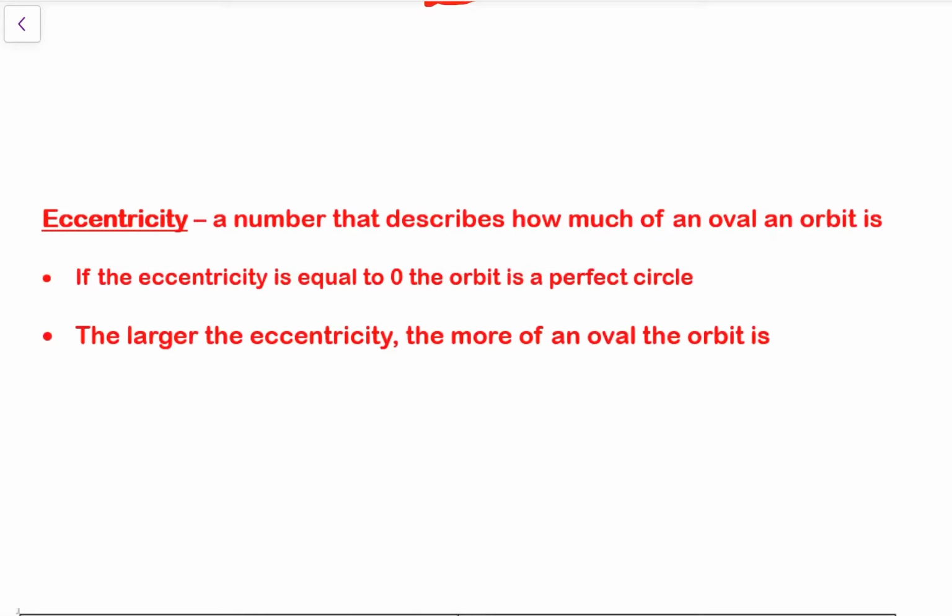When we're talking about ellipses, we like to take a measurement of how much of an oval shape that ellipse is. The eccentricity is a number that describes how much of an oval an orbit is. If the eccentricity is equal to 0, the orbit is a perfect circle. The larger the eccentricity, the more of an oval the orbit is.